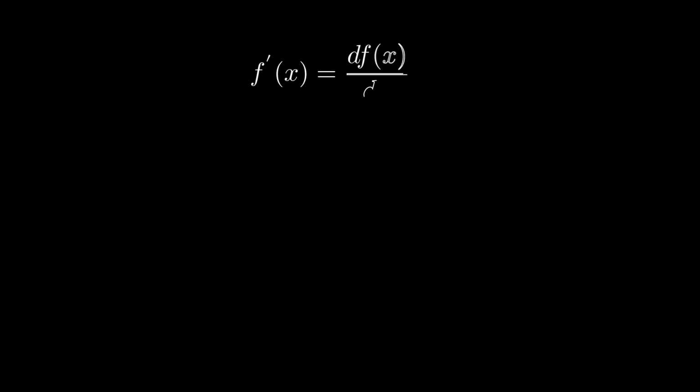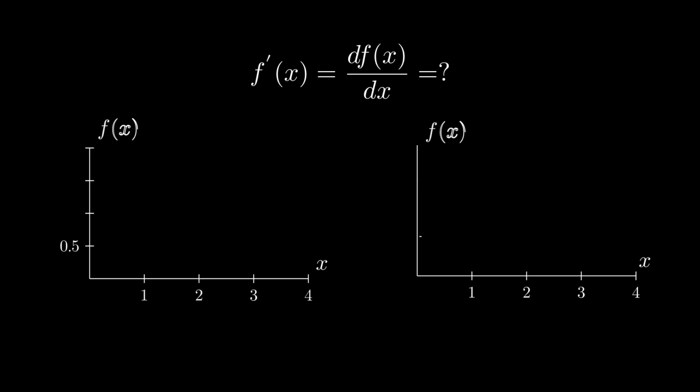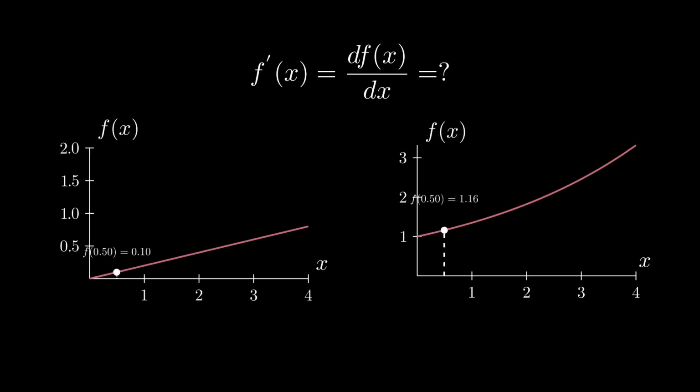What is the meaning of the first derivative? Everyone learns in class that the derivative of a function somehow measures the rate of change of that function. But how does this work exactly? That's coming up right now.